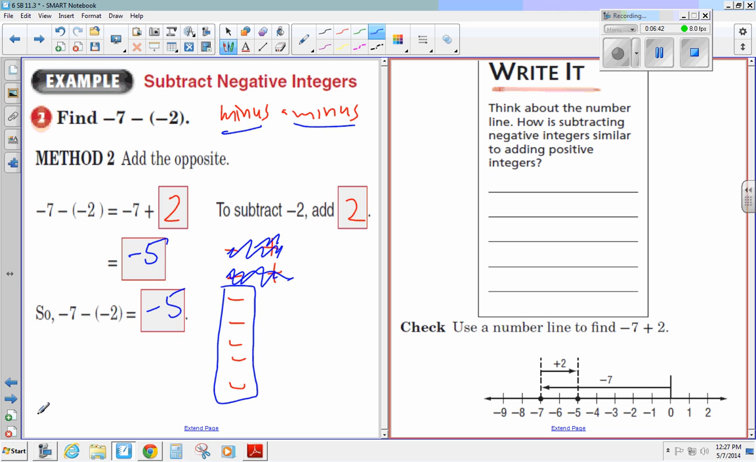Think about the number line. How is subtracting negative integers similar to adding positive integers?